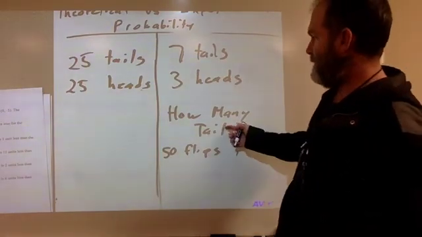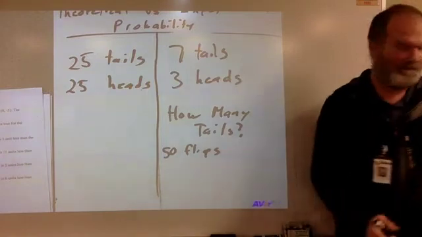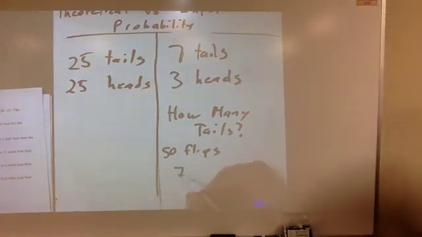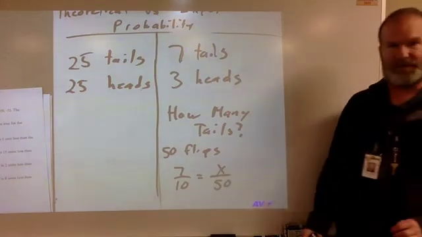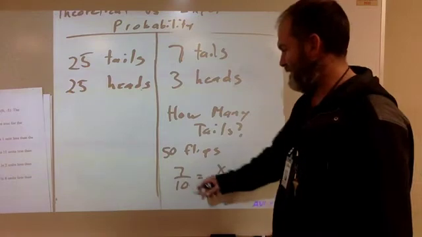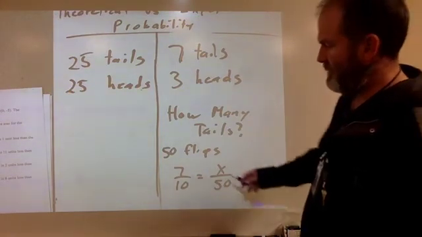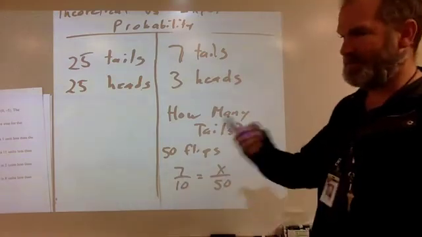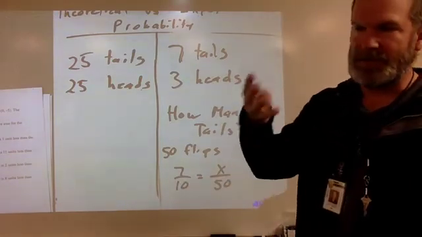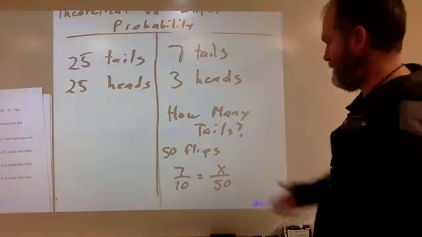You would say, okay, we're looking at tails. What's my experimental probability of tails? It was 7 out of 10. And 7 out of 10 is equal to how many out of 50? Well, we just figured out it was 35. 7 over 10 is the same thing as 35 over 50, because for every 10 flips we got 7. So 7, 14, 21, 28, 35. 35 we can expect to be tails.